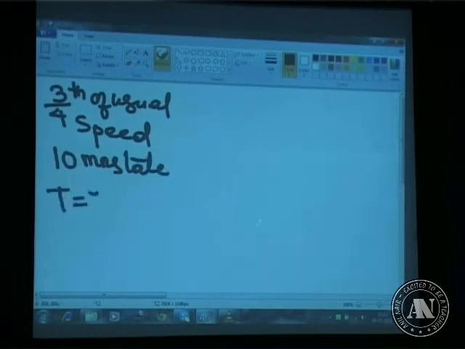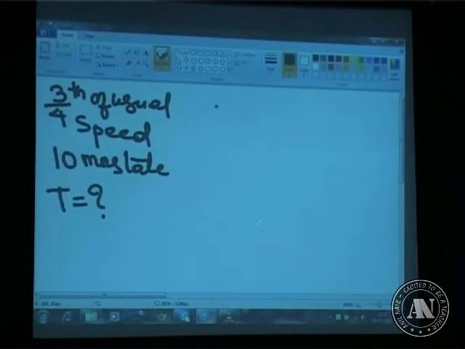Find the actual time he takes to reach the office. This model is also very important. Walking at 3/4 of the usual speed, a person reaches office 10 minutes late. Find the actual time he takes to reach the office. Question clear, right? Now, again see, two problems.